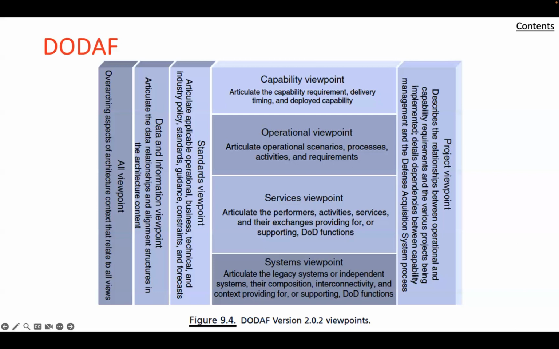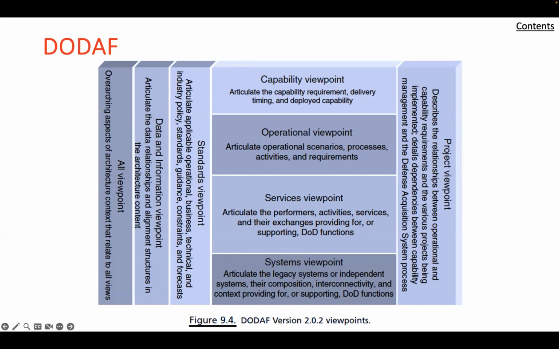The second bundle consists of the underlying principles, infrastructure, and standards: all, data and information, and standards. The all viewpoint provides some configuration control and establishes the overall intent of the architecture. The data and information viewpoints define the types of data that would be expected to be exchanged throughout the system. Finally, the standards viewpoint catalogs the different standards that may be applicable to the entire system architecture.